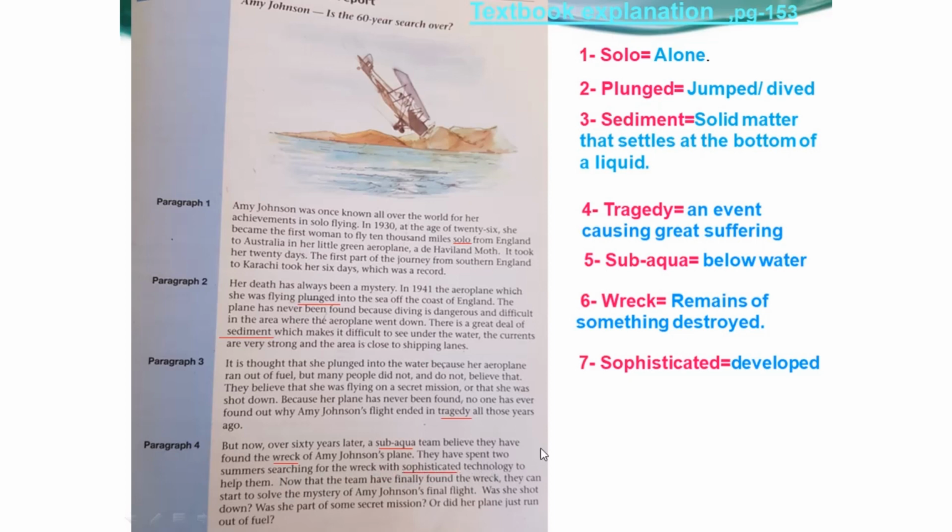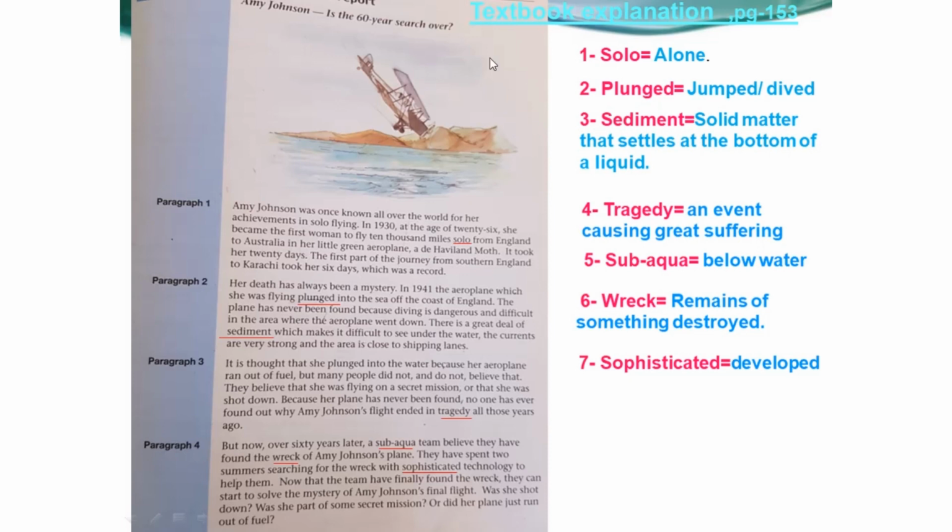Students, underline sophisticated. Sophisticated means very advanced or developed. With the help of advanced technology, they find out the cause, and they also find out the ruins of a plane. Now that the team have finally found the wreck, they can start to solve the mystery of Amy Johnson's final flight. Was she shot down? Was she part of some secret mission, or did her plane just run out of fuel? So that is one question they keep on thinking in their minds.